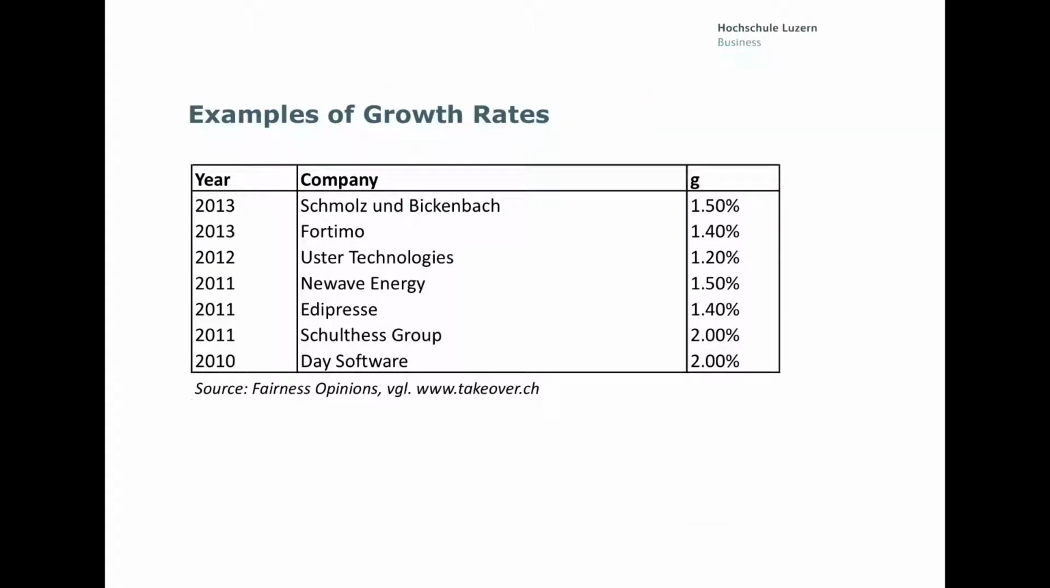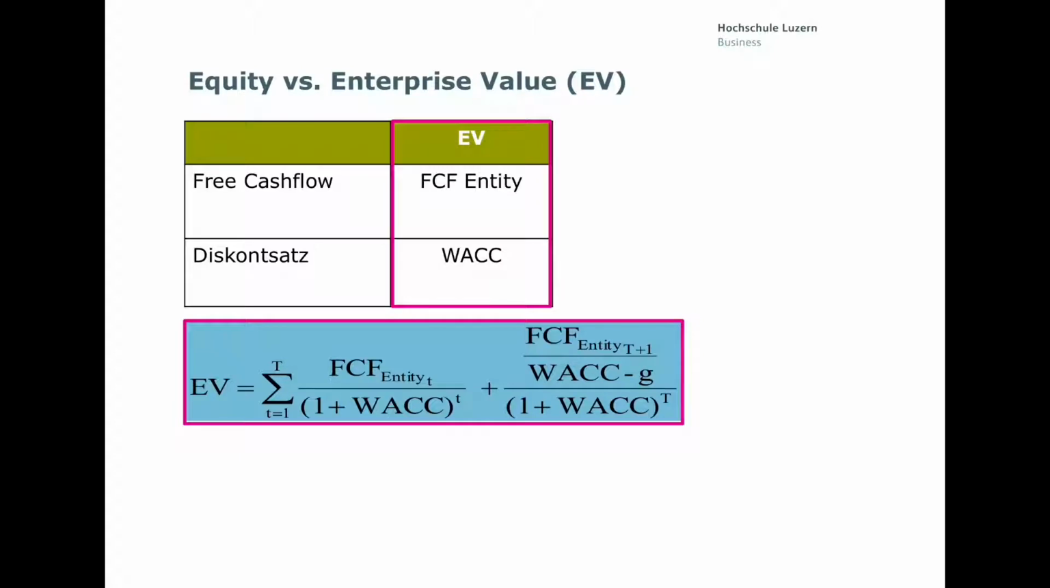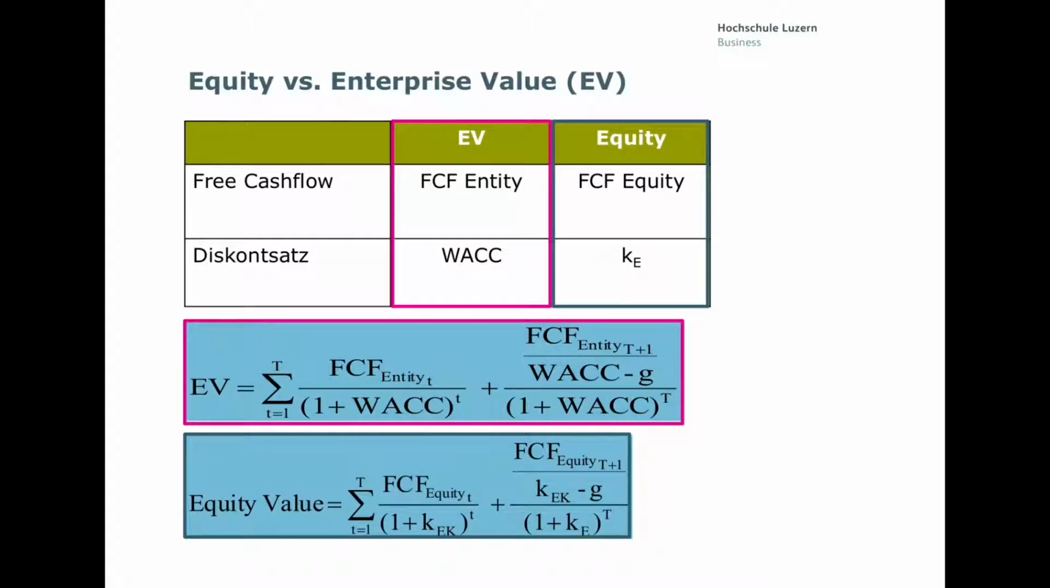This table illustrates examples of growth rates of free cash flows used in company valuation in the context of takeover offers for different target companies in Switzerland. We recognize that these assumed growth rates are between 1.20 and 2%. This table provides a summary of the DCF valuation approach discussed in this lecture. The DCF method can be applied for both the enterprise value as well as the equity paradigm. However, as we have seen earlier, the respective valuation formulas use different free cash flows and discount rates as input, but the computational method stays the same.